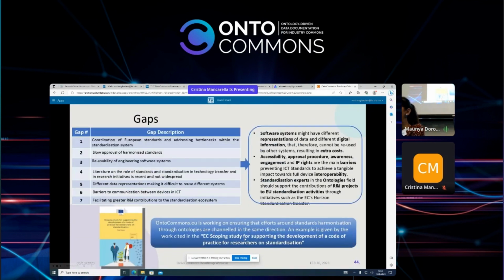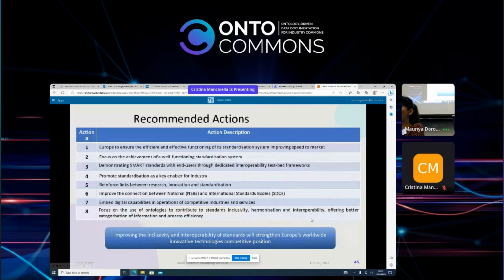In fact, OntoCommons was also cited in the scoping study for supporting the development of a code of practice for researchers on standardization, which is also, I think, crucial in the sense that OntoCommons bridges industry and research.